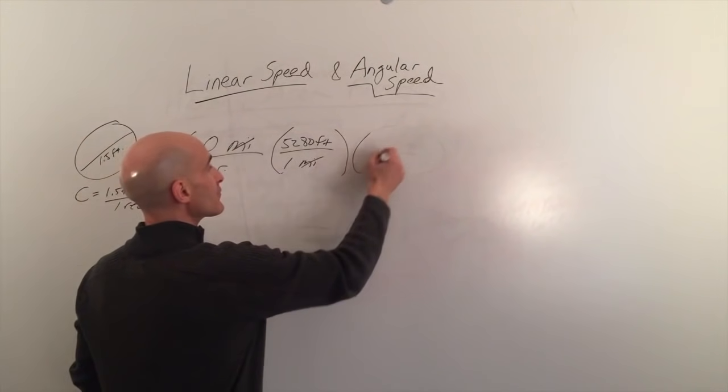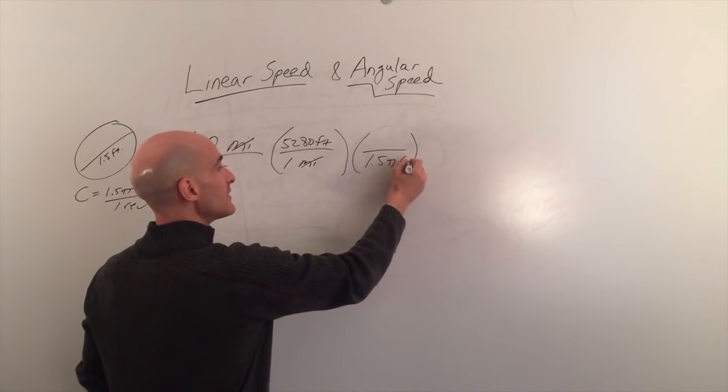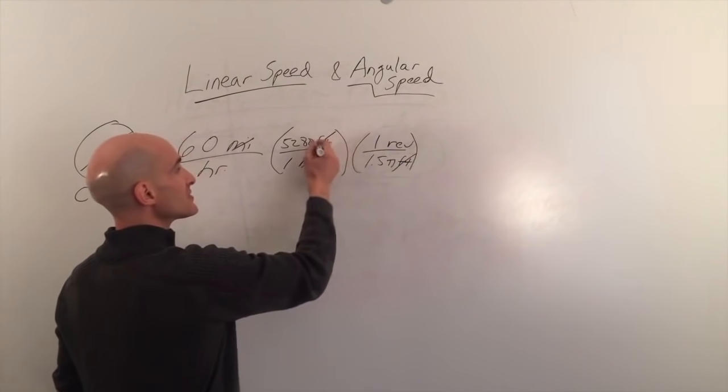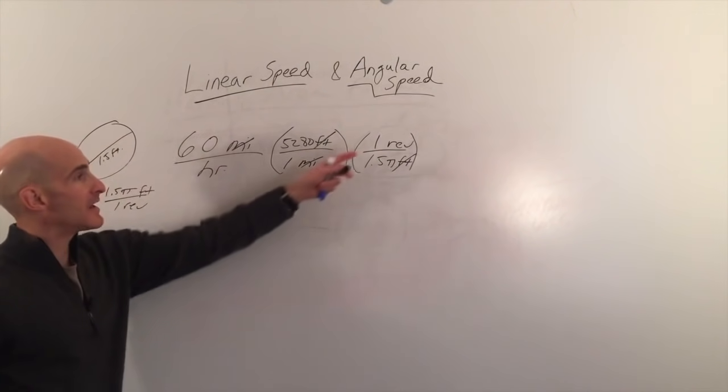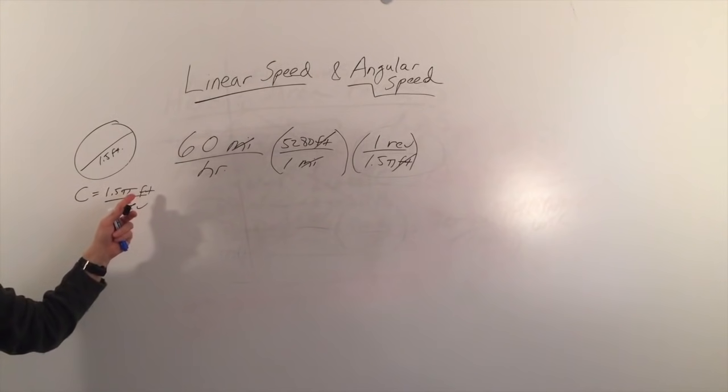So let's convert 1.5 pi feet per 1 rev. So the feet cancel. See, numerator and denominator, they cancel. Now we have revolutions per hour. We want to convert that into revolutions per minute.